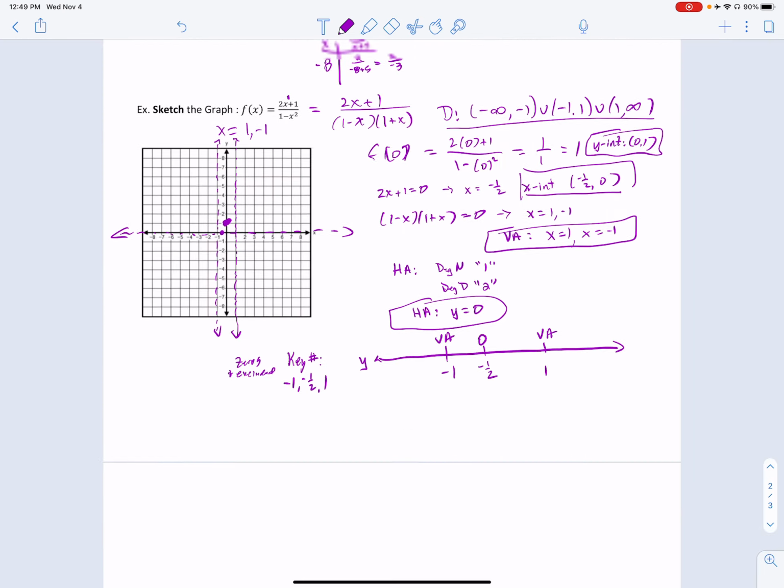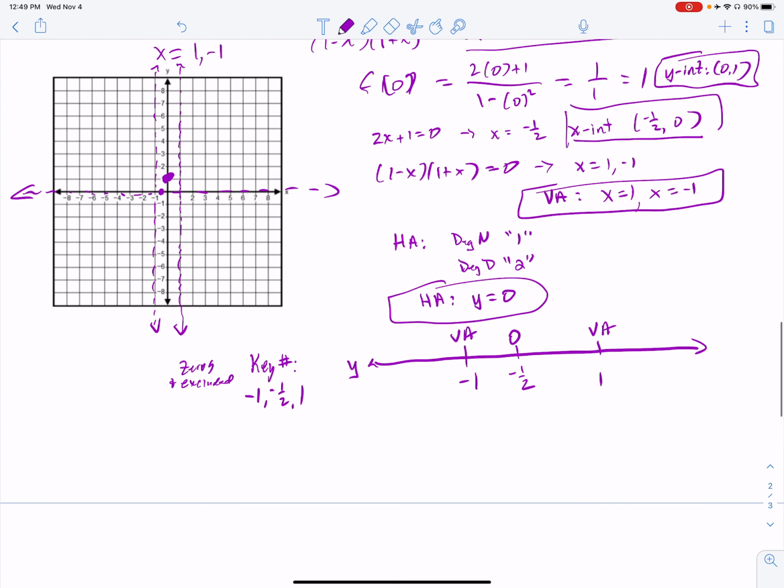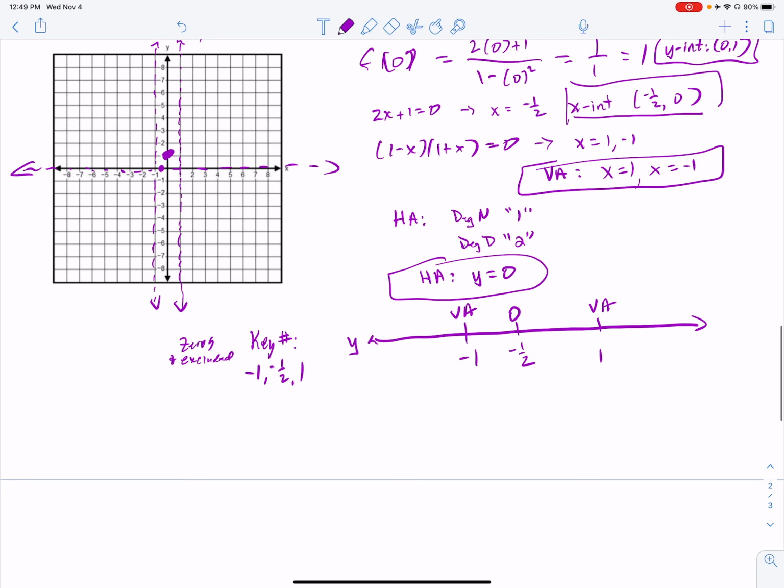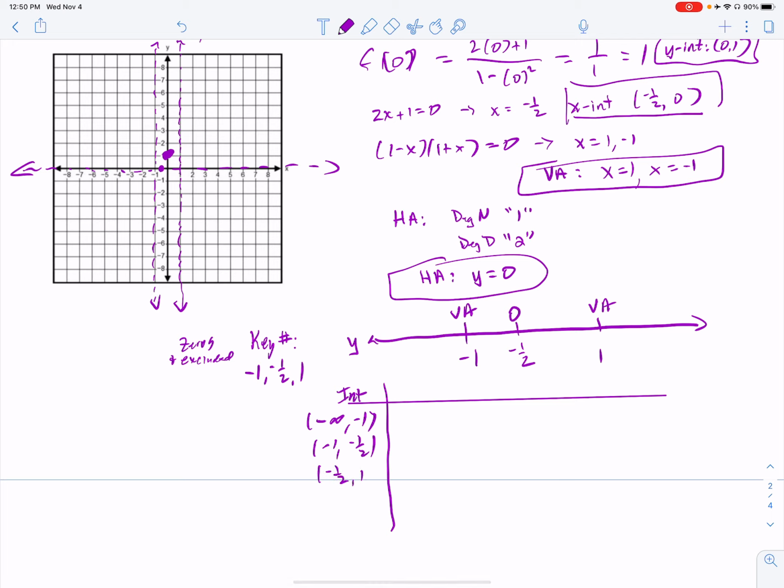And so what I want to determine is, is this function positive or negative in each of these intervals? I didn't give myself quite enough room here. So I have my intervals, and since there are 3 key numbers, there are 4 intervals: -∞ to -1, -1 to -1/2, and -1/2 to 1, and 1 to infinity.